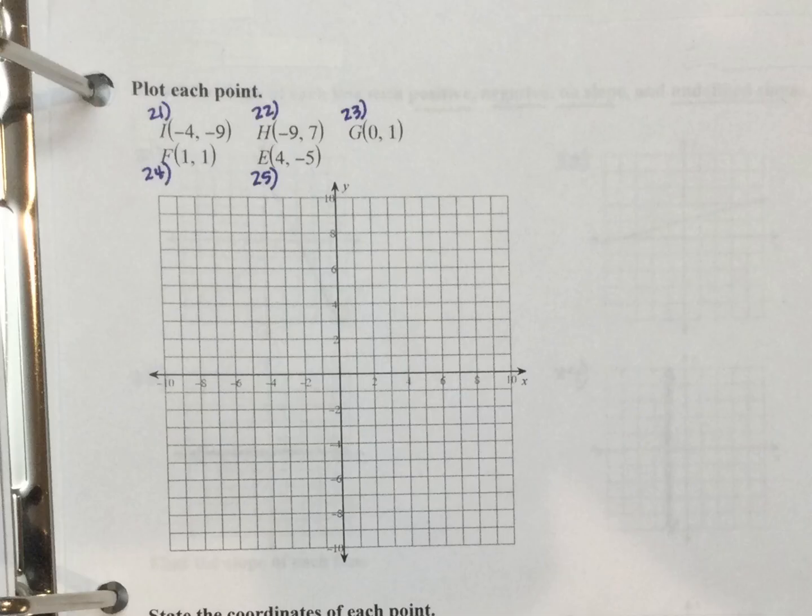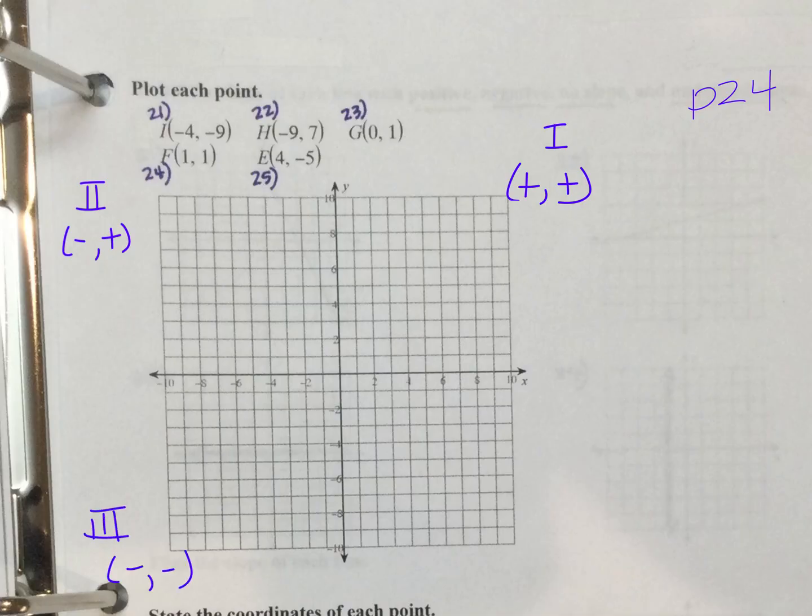All right, we're going to switch gears and we're going to graph on page 24. So the first thing you need to remember is that everything in quadrant 1 is plus plus. Everything in quadrant 2 is minus plus. Everything in quadrant 3 down here is negative, negative. And everything in quadrant 4 is positive, negative.